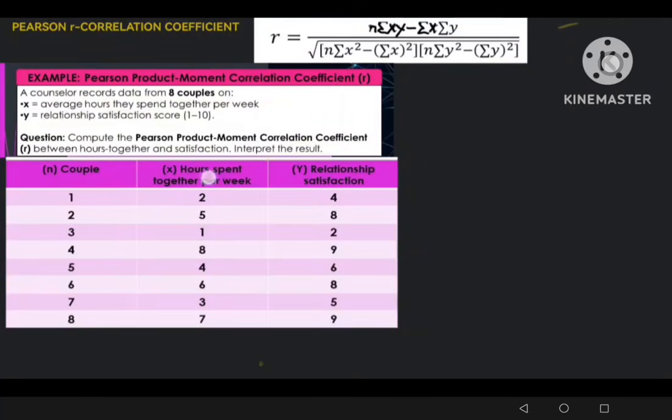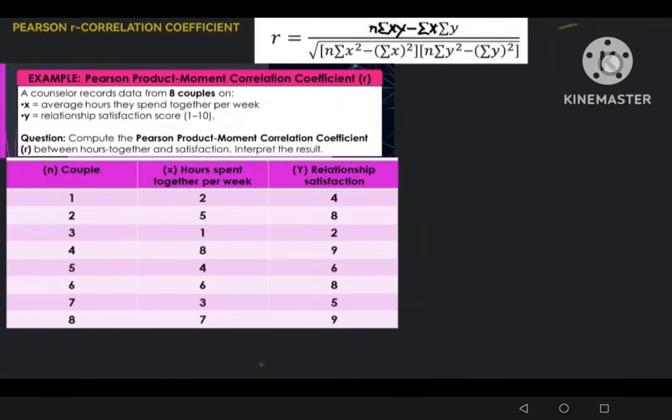And we also have here the hours spent together per week. That's the value of our X variable. We have given 2 hours per week for couple 1, 5 hours per week for couple 2, couple 3 is 1, couple 4, 8, 4, 6, 3, and 7. That's the given hours per couple.